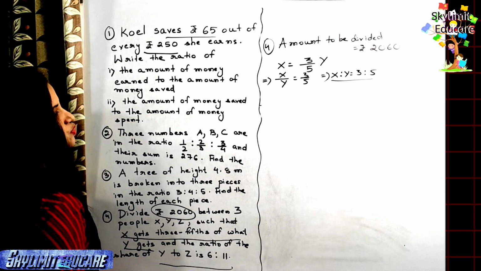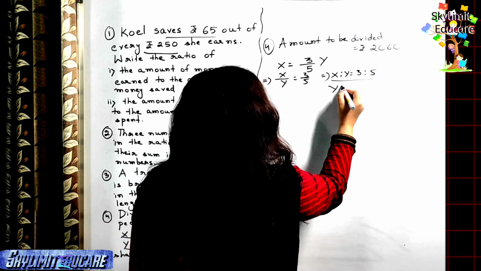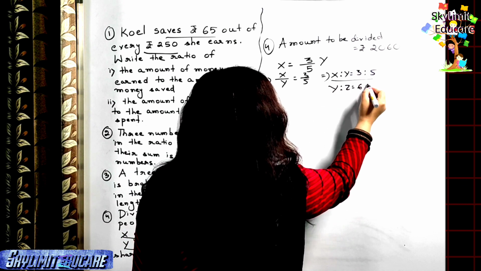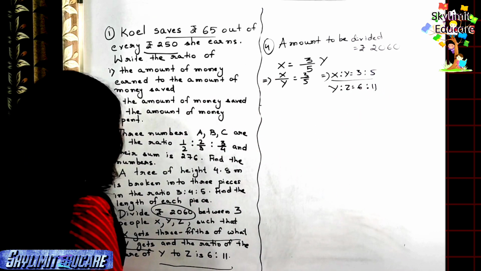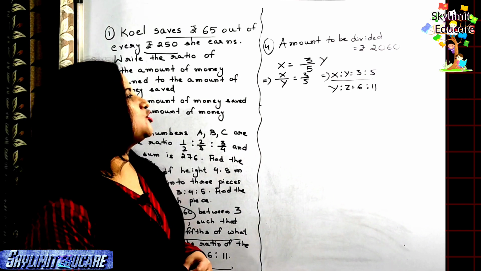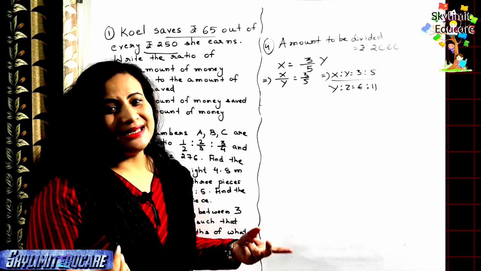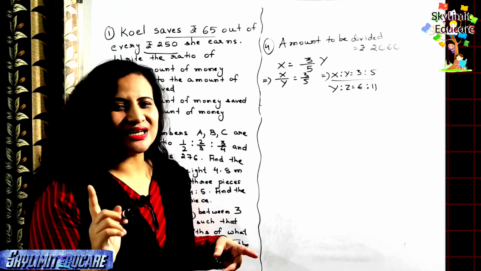Y to Z is 6:11. So what is the share? Y to Z is 6:11, right? So the ratio for Y to Z is given, and the ratio of X to Y we have found out. Now just go back to the previous questions that you had solved.